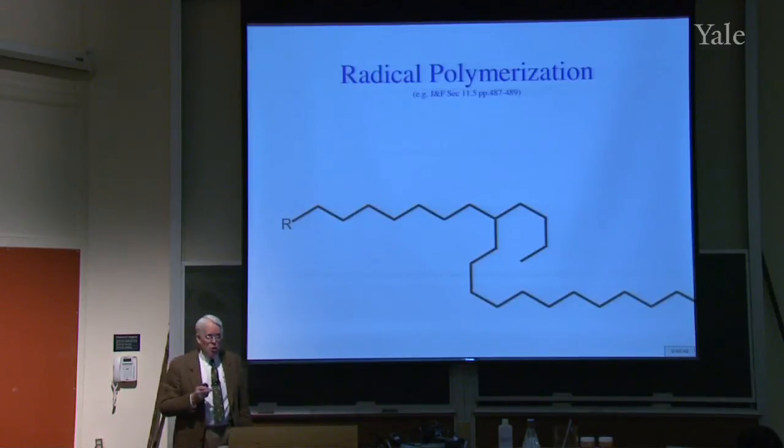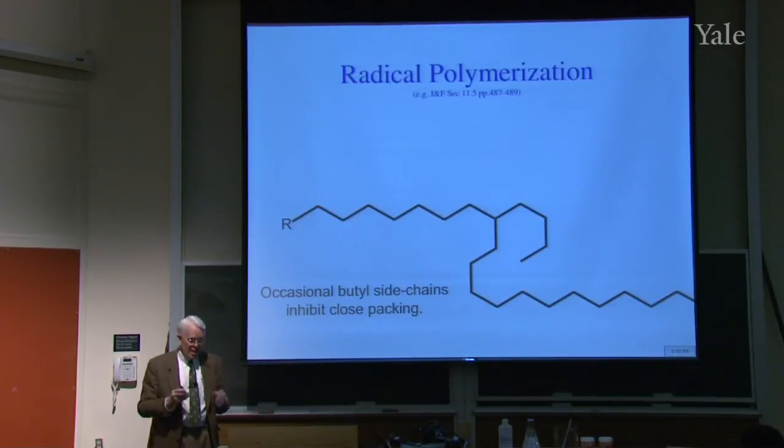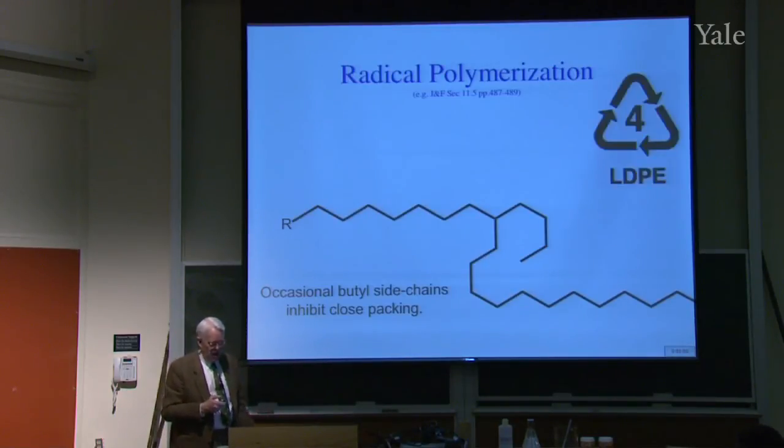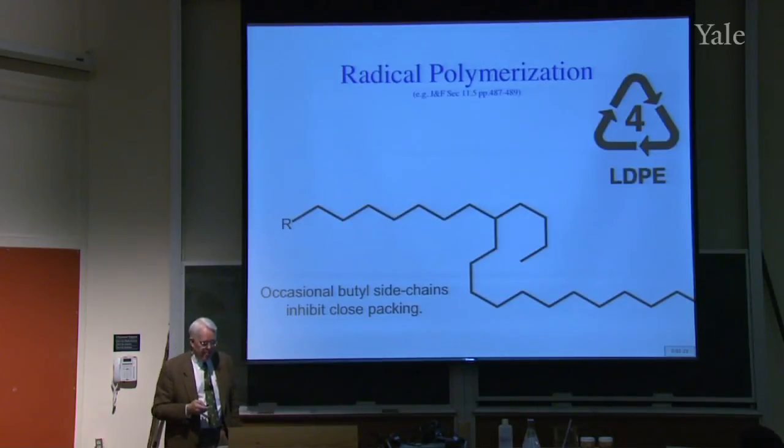So if you do radical polymerization, as opposed to doing these metal-catalyzed polymerizations, you can get branches. You get occasional butyl chains, C4 chains stuck on your long chain. And that means that they don't pack together as efficiently, so it's not as crystalline. Since it doesn't pack as well, it's not as dense. So that gives low density polyethylene, the kind of stuff that you get in dry cleaner bags, the flimsy stuff, as opposed to what you would get in a supermarket to carry groceries in, which is tougher and opaque.